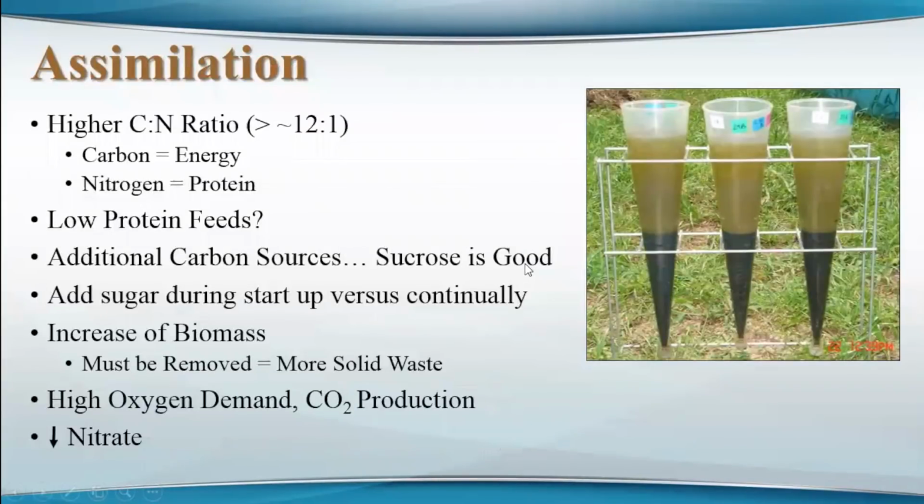And then we have assimilation. And so this, you need a higher carbon to nitrogen ratio, above about 12 to 1. And this is a heterotrophic process where the bacteria get their energy from the carbon. And then they need nitrogen to build proteins. And they get that from the ammonia and possibly from other nitrogen compounds as well. And so potentially, some research suggests you could use lower protein feeds to achieve this. But typically what people do in practice is add a carbon source.